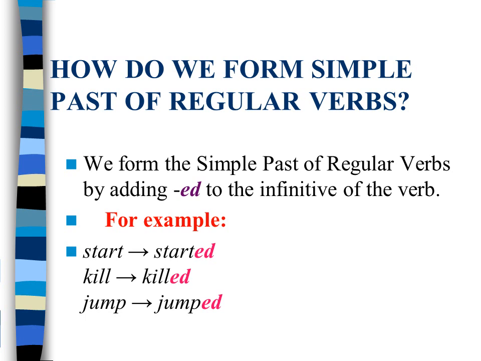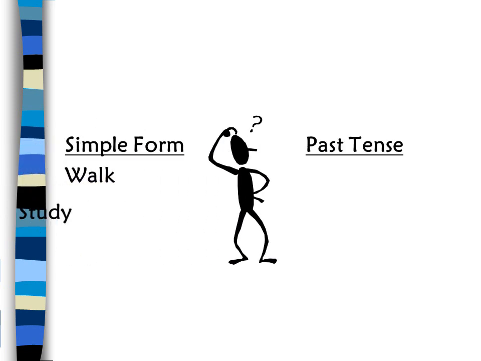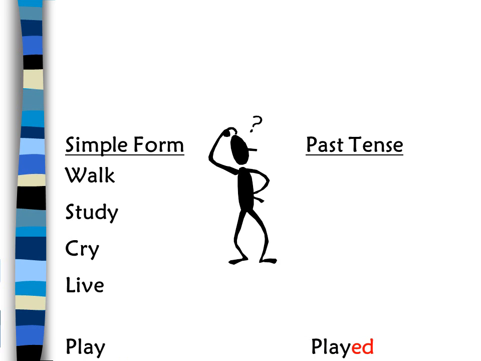Now, how do we form the simple past tense of regular verbs? We form the simple past of regular verbs by adding ed to the infinitive of the verb. For example, start, started, kill, killed, jump, jumped. More examples. So here we have the verb walk, study, cry, live, and play.